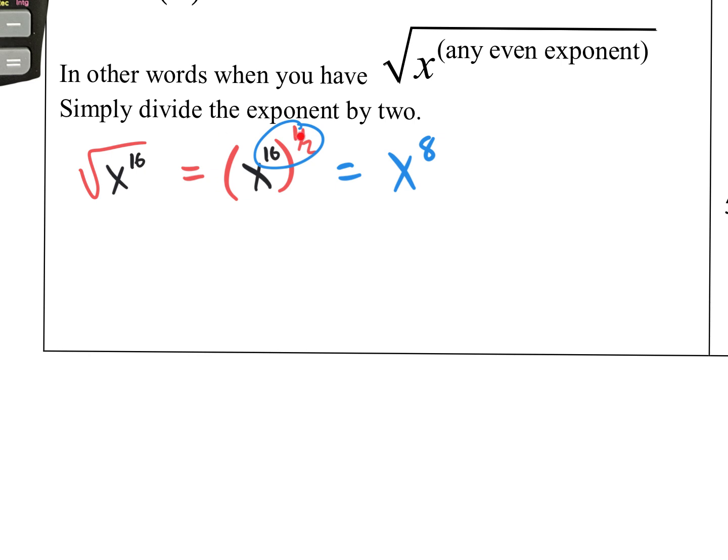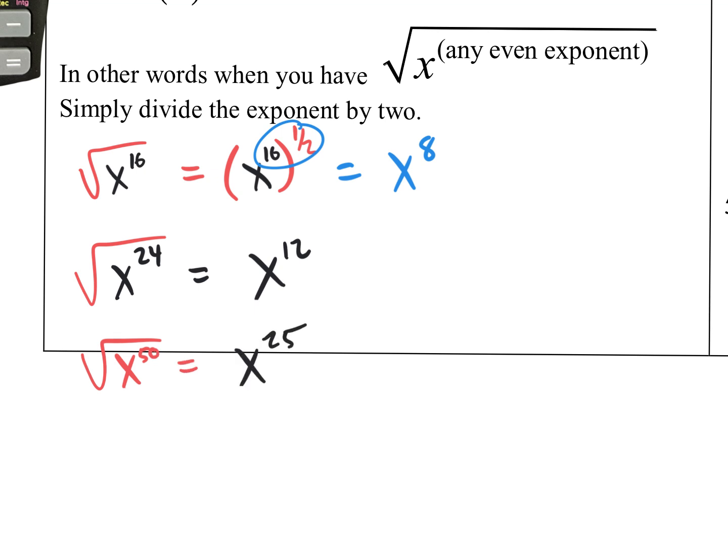Obviously, this work right here that I'm showing is not really necessary. I'm just showing it so you could understand it right now, since it's the first time you're looking at it, okay? But I could just say, okay, what's the square root of x to the 24th? What's the answer? X to the 12th, right? Simple as that, right? What's the square root of x to the 50th power? That would be x to the 25, right? Make sense? Okay.